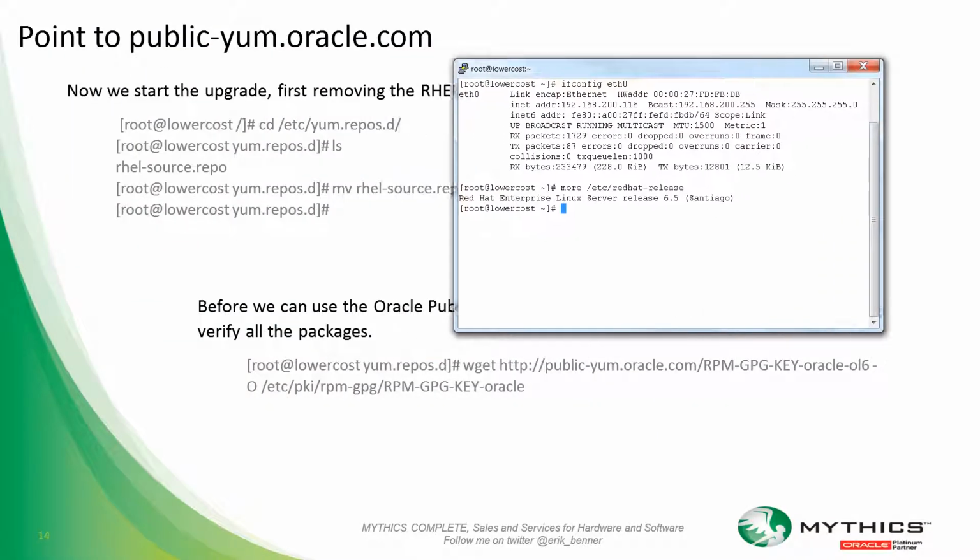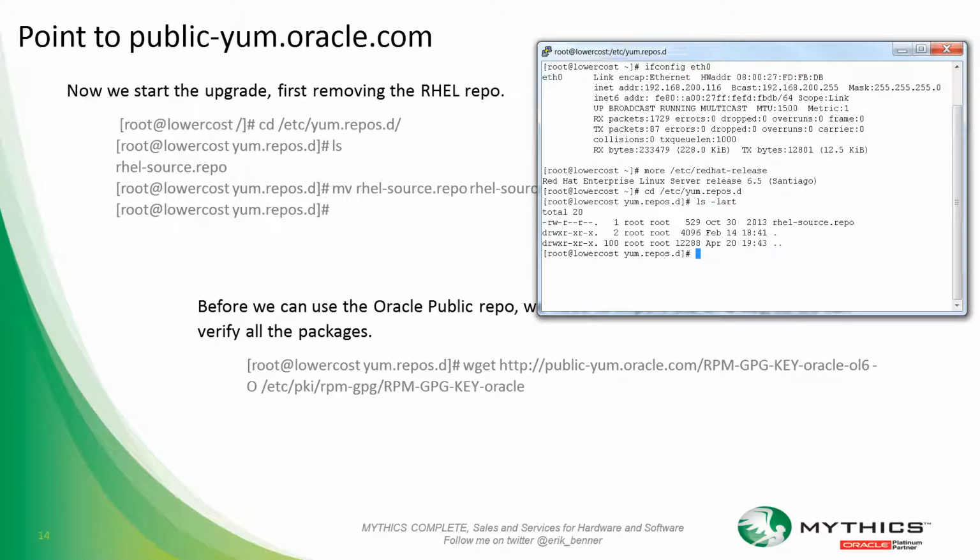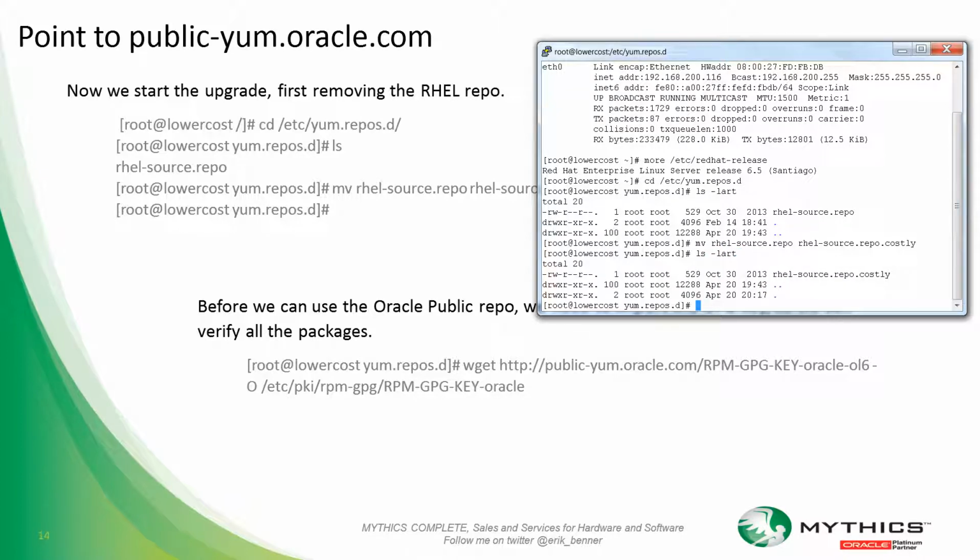And you can see we're back on PuTTY here. I'll try to move the window. So we're going to go into the Yum repository directory. This is the directory that has all the Yum repos. Here we simply have the Red Hat one. So we're going to move the repo, and we're going to call this costly. Now you can see we have just one file in there.